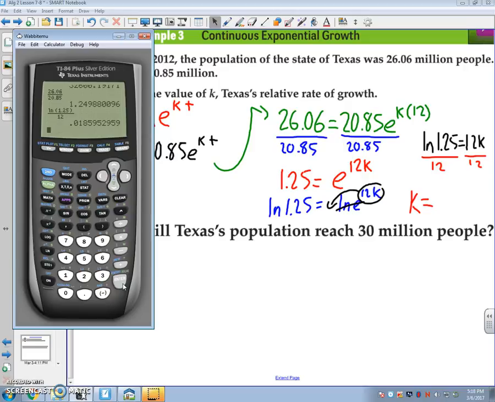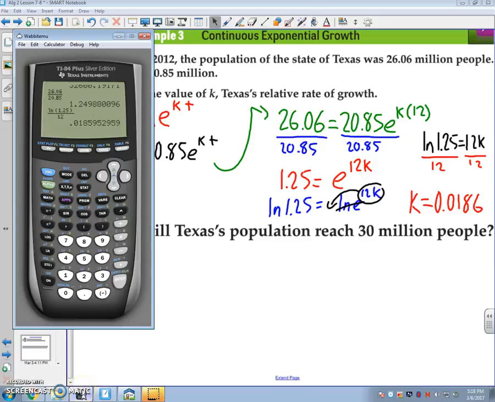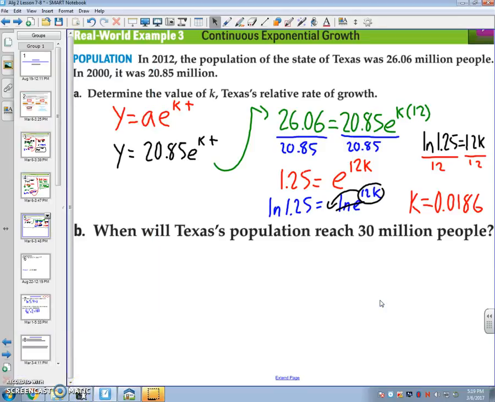I get 0.0186. Is that right? All right, that's k. That's our rate of growth or decay. Since it's positive, it's growth, and that's about 2%. That's really r. So basically, Texas is growing at 1.8% per year.